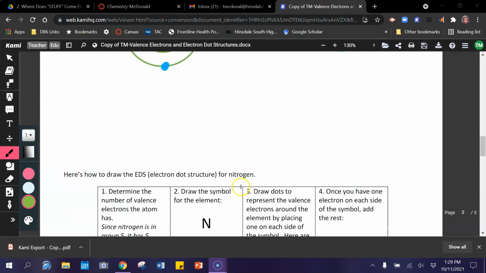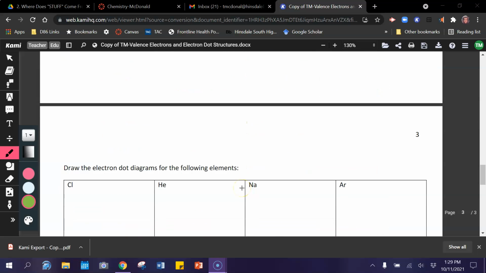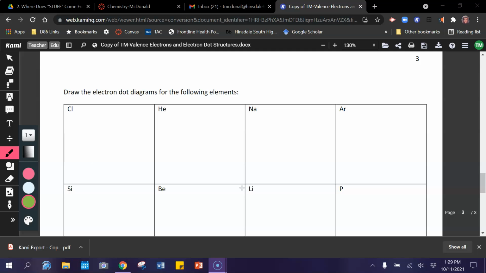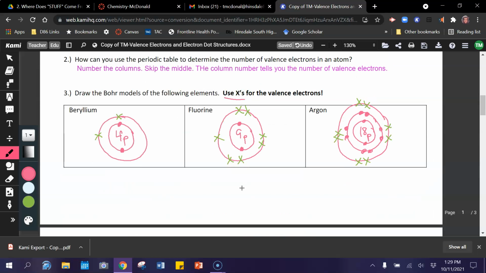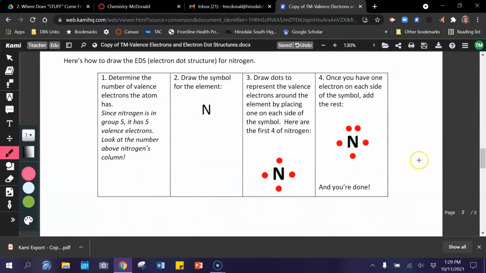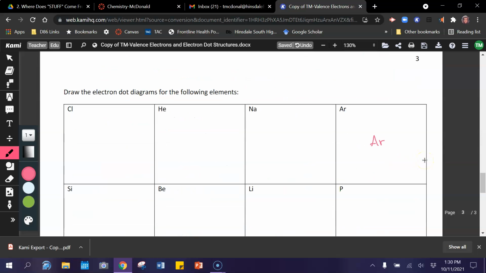You guys should have read all of this already. It gives you a step-by-step on how to draw them. But let's take a look here at argon. So argon has 8 valence electrons. So if we look back at our drawing here, there are 8 different X's that we have. So our electron dot structure for argon is only going to have 8 dots. Even though argon has 18 electrons, it has only 8 dots.